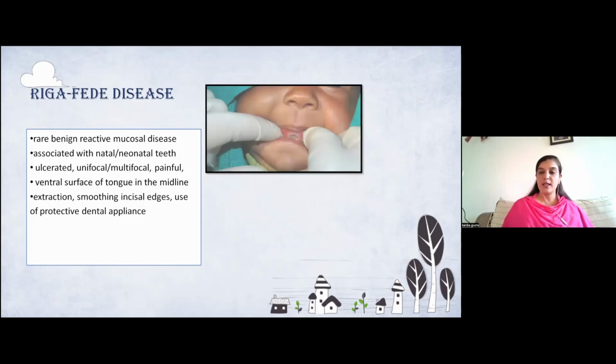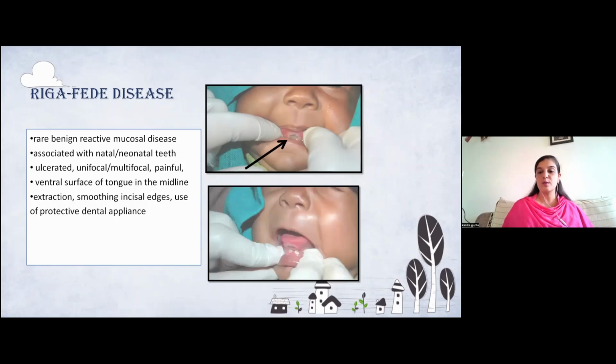This is one of our cases, a 7-month-old preterm baby. Here you can appreciate an ulcer present over the ventral surface of the tongue. This was because of the two natal teeth that were present. Finally, we decided to go for extraction of both teeth because they were highly mobile and interfering with the feeding of the child.